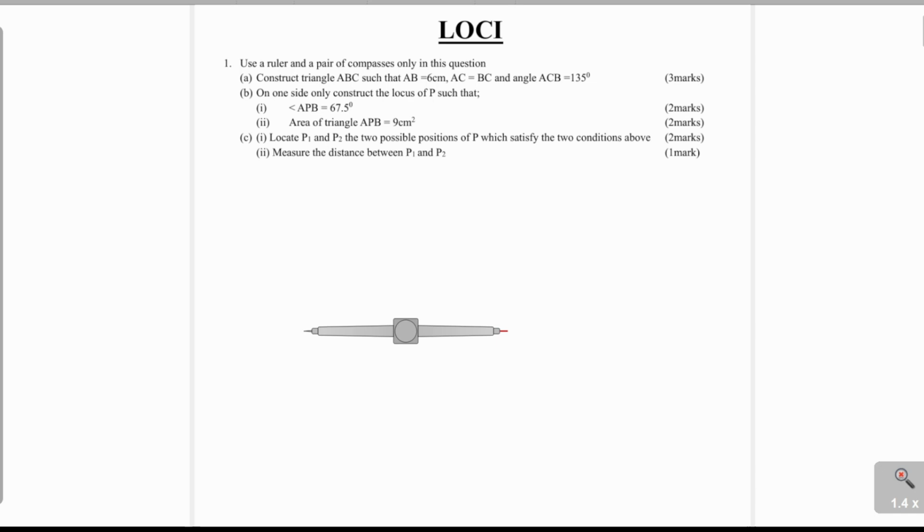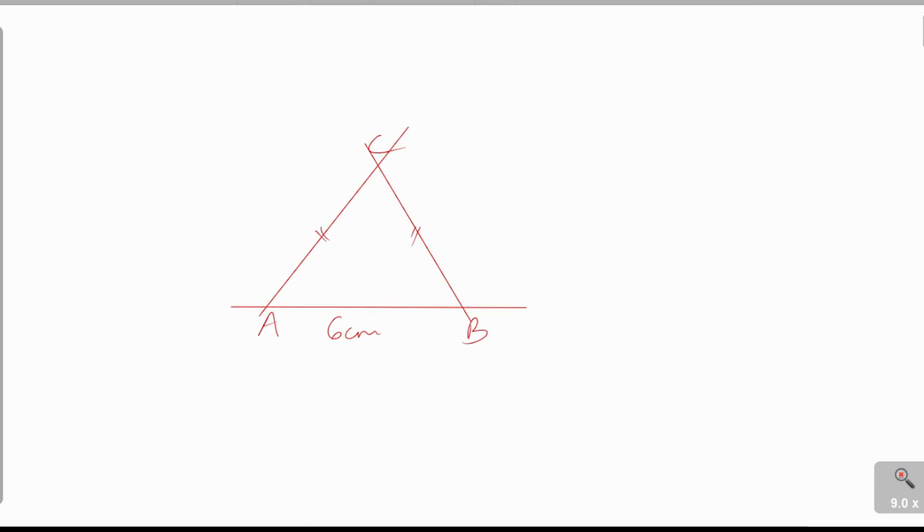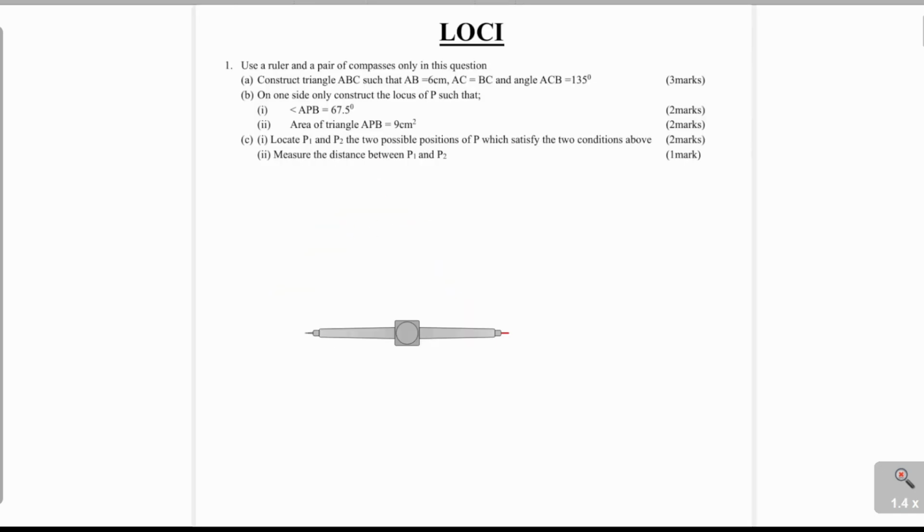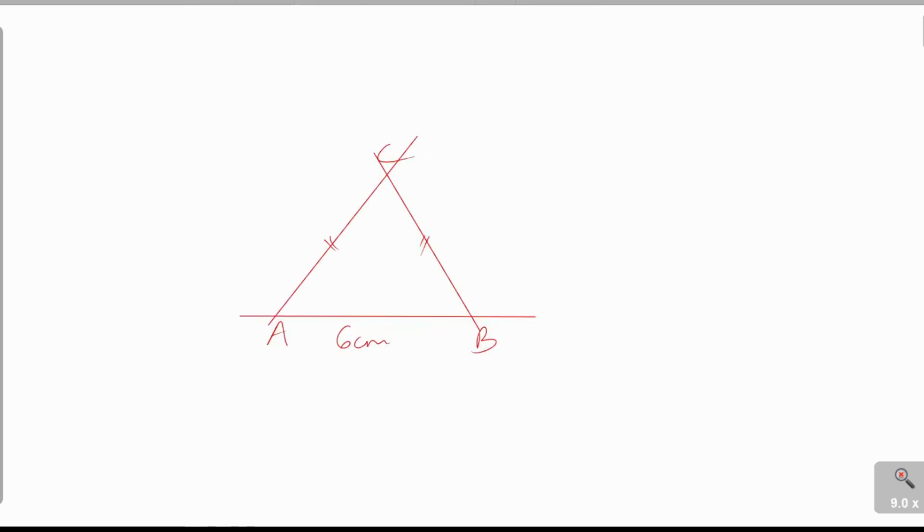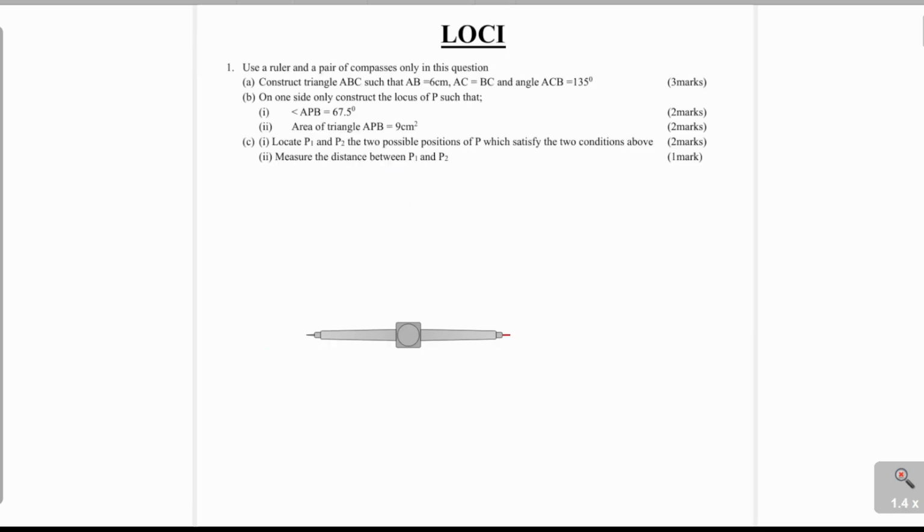And then AC is equal to BC, so this one is an isosceles triangle. And the angle ACB is equal to 135. ACB, this angle here, should be 135. That means the base angles should each be 22.5, since 135 plus 45 will give 180. So that is the first thing that you're going to do for part A.